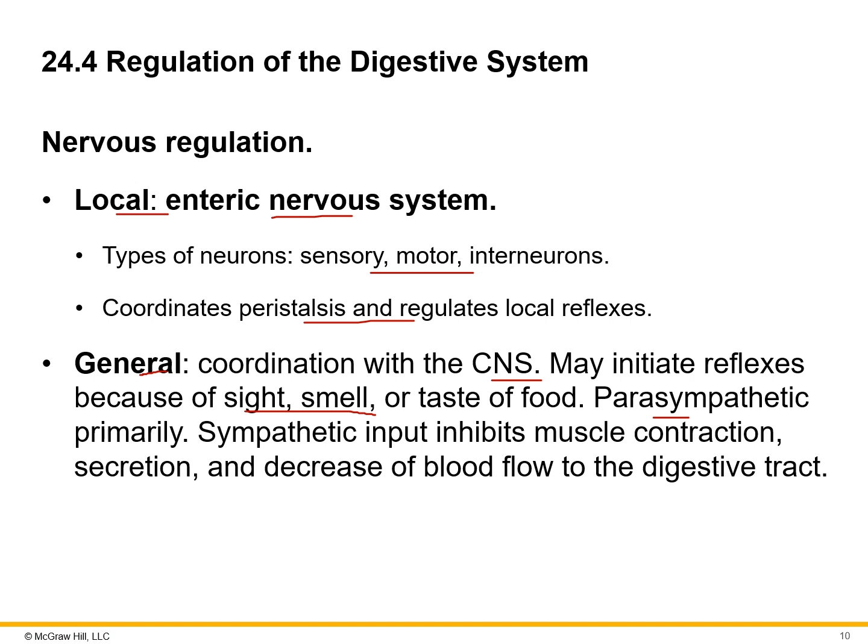So digestion is mainly controlled by parasympathetic neurons, but there are some sympathetic inputs that inhibit muscle contractions and secretions, as well as decrease blood flow whenever, again, that fight or flight, we're not worried about digestion. So sympathetic is going to inhibit that digestive system.